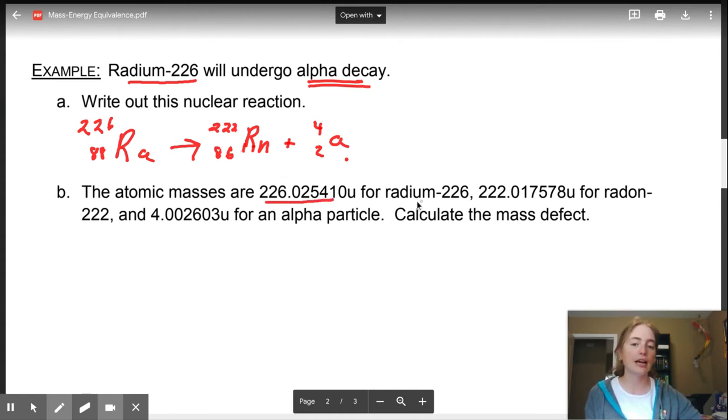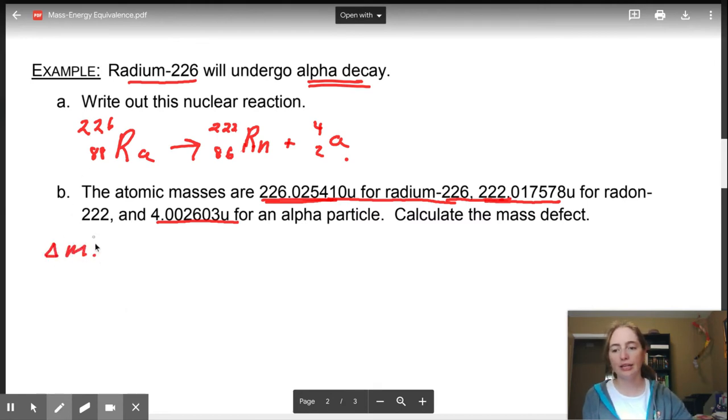Well, now let's look at if we have our atomic masses more accurate. Okay? So, the atomic mass for radium-226 is not going to be just 226 anymore. We're going to have some decimal places to deal with here. We've got the mass for radon and the mass for an alpha particle, much more specific. So we're going to calculate our mass deficit. Okay, so we need to calculate our delta M.